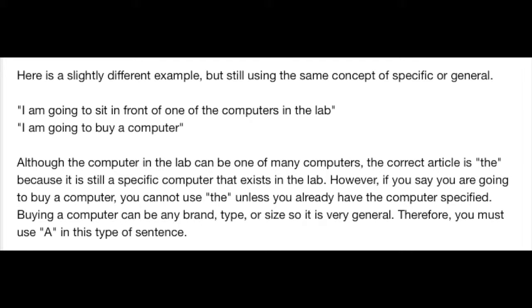Here is a slightly different example, but still using the same concept of specific or general. I am going to sit in front of one of the computers in the lab. I am going to buy a computer. Although the computer in the lab can be one of many computers, the correct article is the, because it is still a specific computer that exists in the lab. However, if you say you are going to buy a computer, you cannot use the unless you already have the computer specified. Buying a computer can be any brand, type, or size, so it is very general. Therefore, you must use a in this type of sentence.